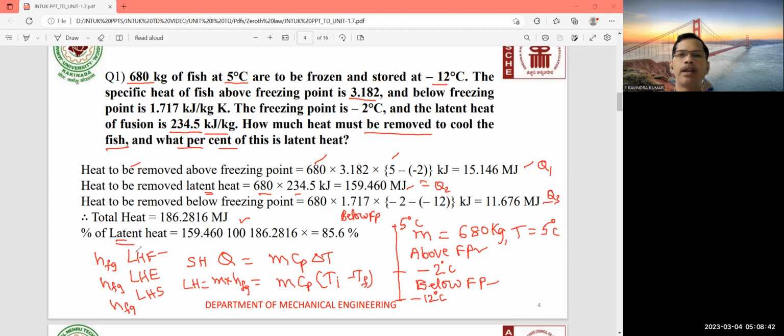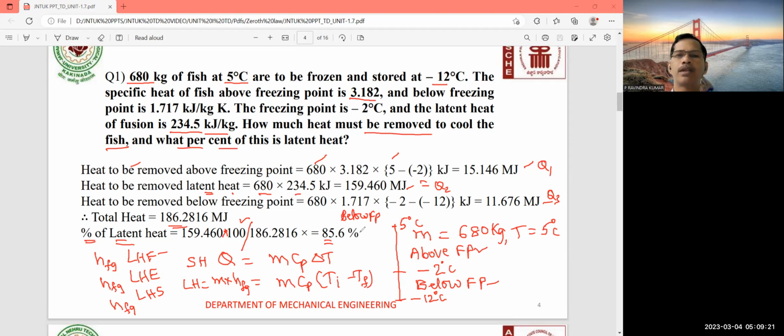So the percentage of the latent heat is, here this is the latent heat, 159.46, into 100 divided by the total heat. The total heat is 186.286 because the percentage is asked. So 159.46 into 100 divided by 186.286 is equal to 85.6 percent. So that is the percentage of the latent heat.